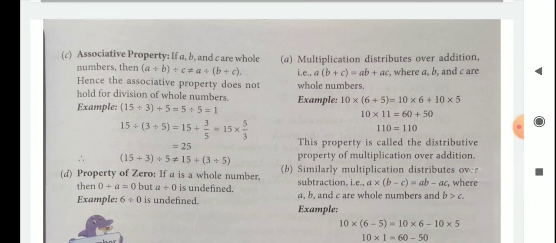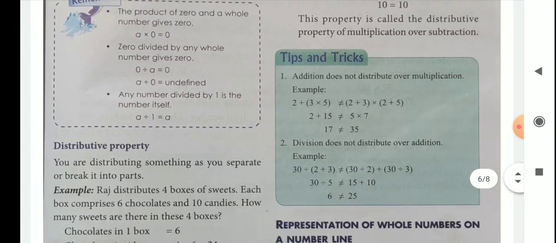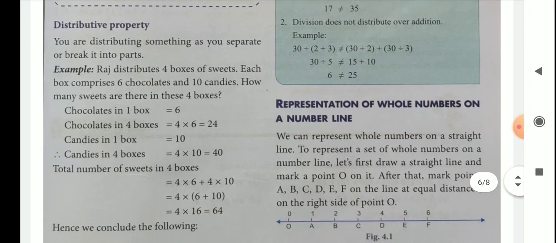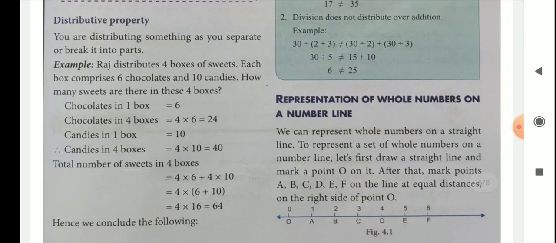Then multiplication distributes over addition. Before that, here you see distributive property. You are distributing something as you separate or break it into parts. For example, Raj distributes 4 boxes of sweets. Each box comprises 6 chocolates and 10 candies. How many sweets are there in these 4 boxes?